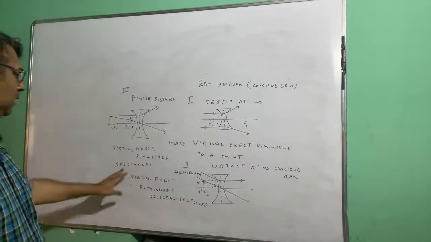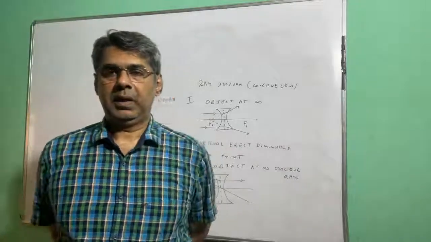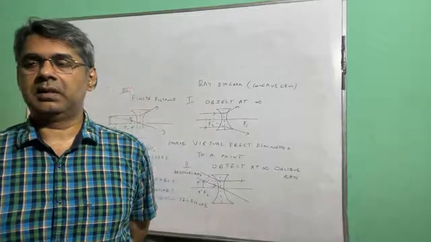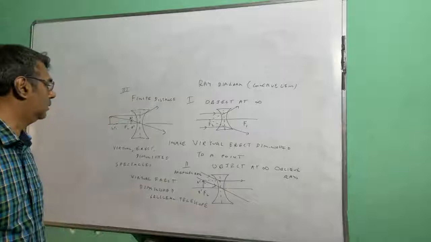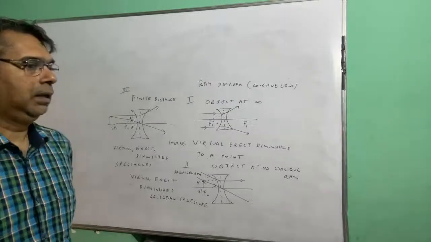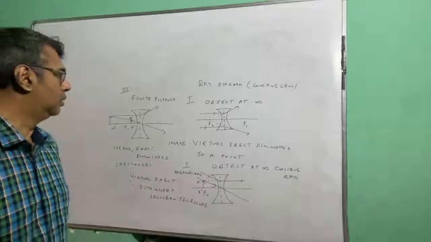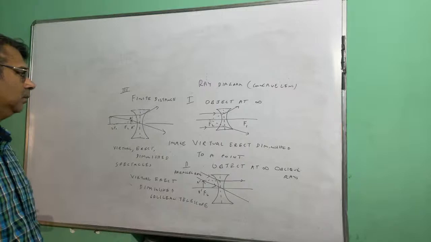This one we normally use in spectacles. You have heard of myopia, which is very common, short-sightedness. Those who have myopia need this particular lens for correction of myopia. So this is use number 3.